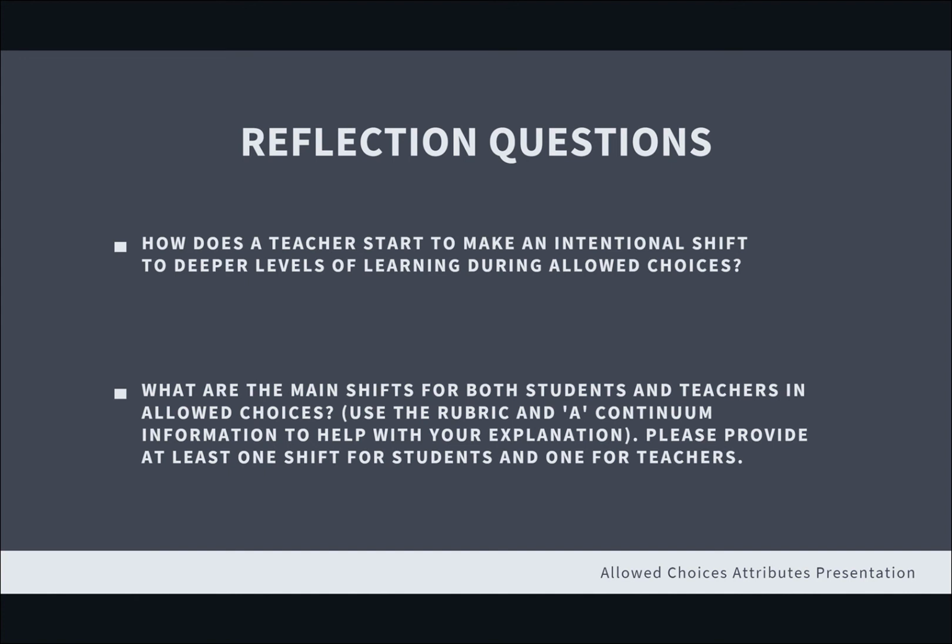And to reflect on the questions, how does a teacher start to make an intentional shift to deeper levels of learning during allowed choices? I think by having students choose their platforms to demonstrate their knowledge, they're reaching higher levels on Bloom's taxonomy: classify, categorize, summarize, and a couple of others. The allowed choices moves away from a cookie cutter education, and it moves towards problem solving and innovation. And the process is pretty organic. So that's one of its real strengths.